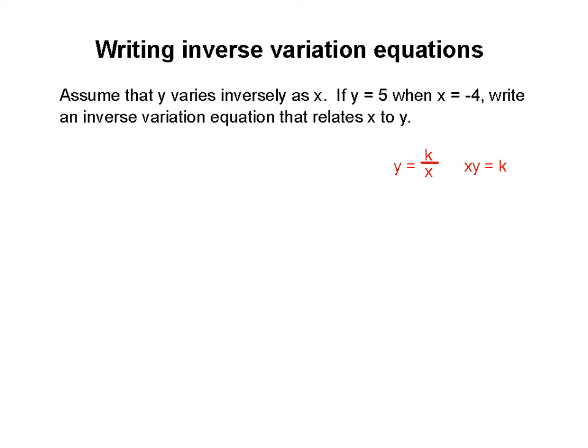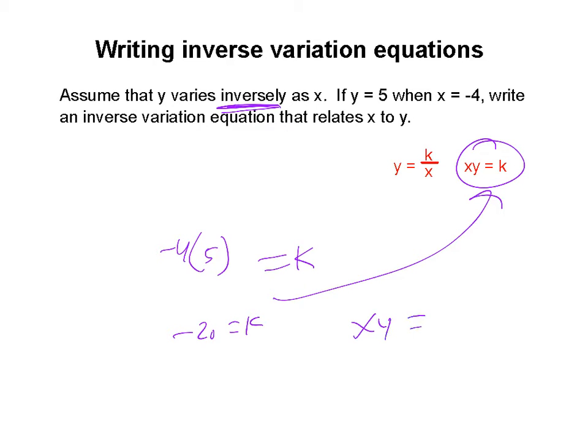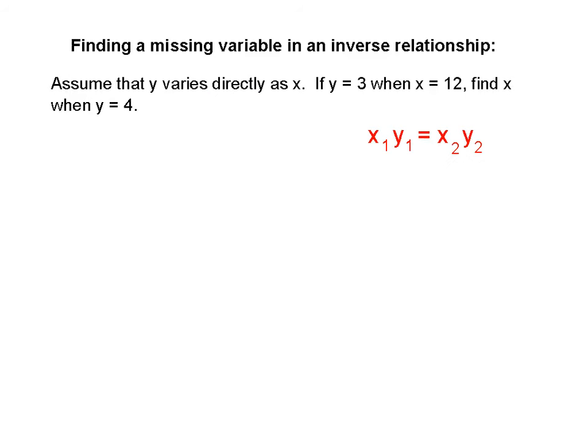Let's do one more like that just so you get the hang of it. Again, I prefer this way of writing it. I think it's easier. So notice it says, assume that y varies inversely as x. Here's the key word, right? If y equals 5 when x equals negative 4, let's just fill in those pieces, right? I get negative 20 equals k, so I'll just plug that back into this. xy equals negative 20. That means all the pairs of this relationship will multiply together to give us negative 20.